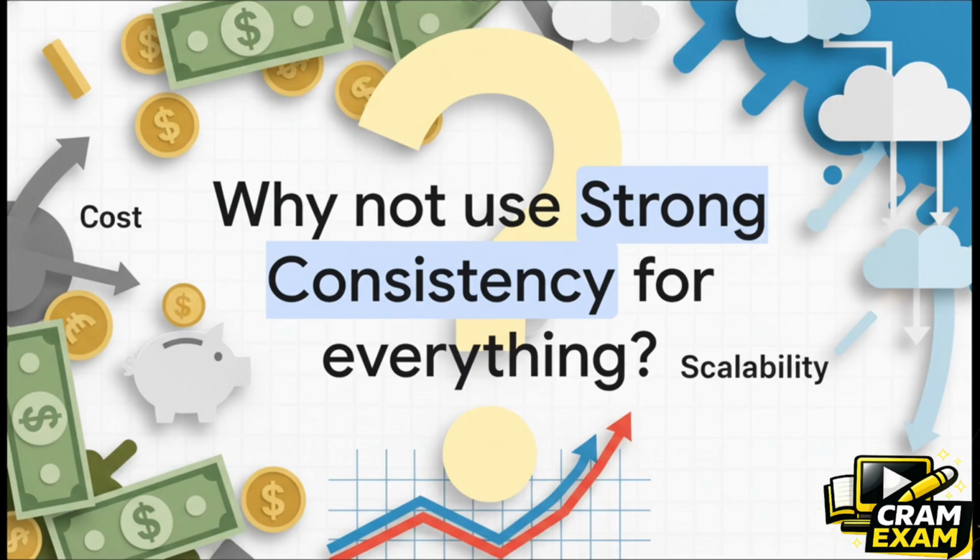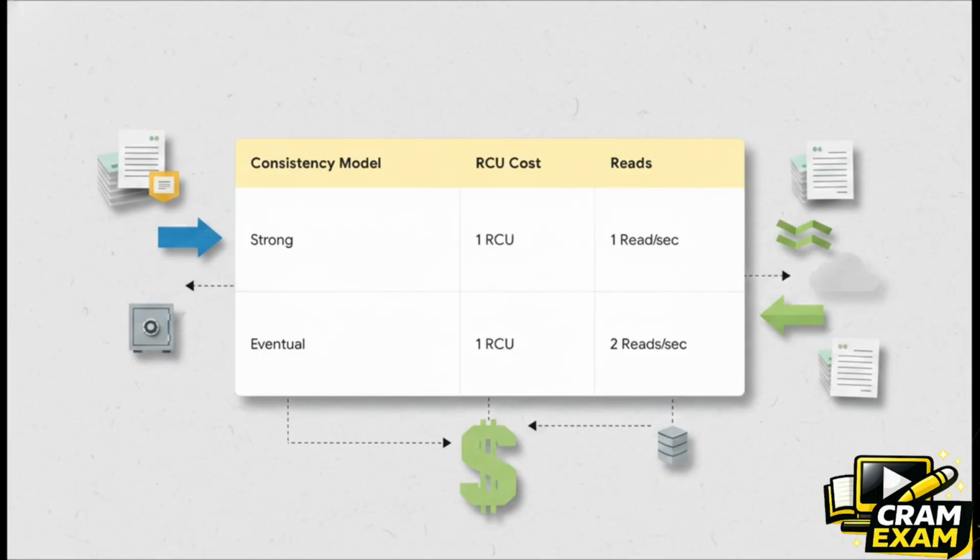So you might be wondering, why wouldn't you just use strongly consistent reads for absolutely everything? I mean, it sounds like the safest bet, right? Well, it really comes down to 2 major trade-offs: cost and scalability. Let's talk about the cost first.